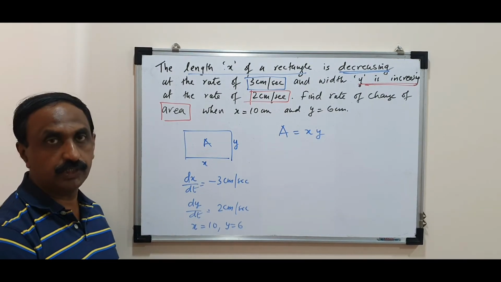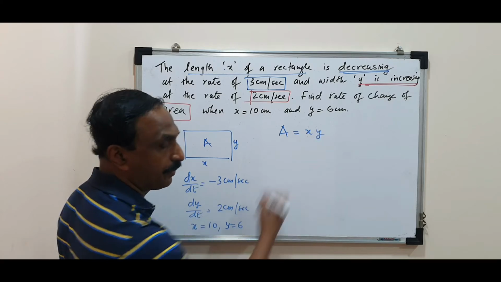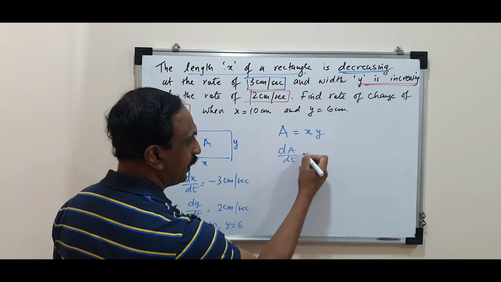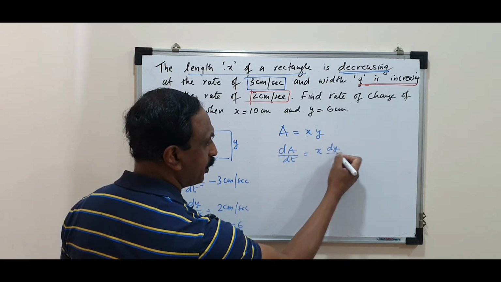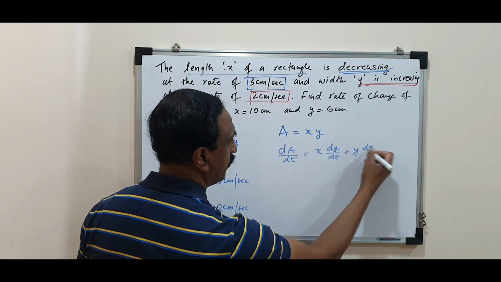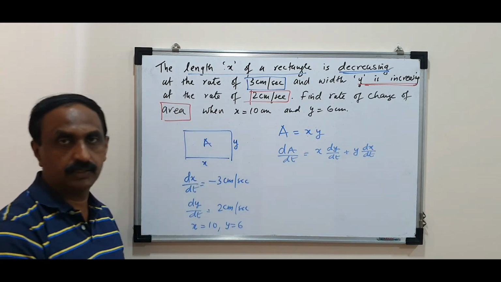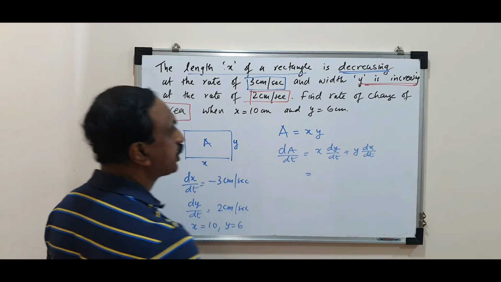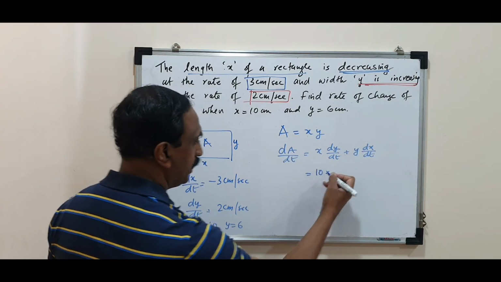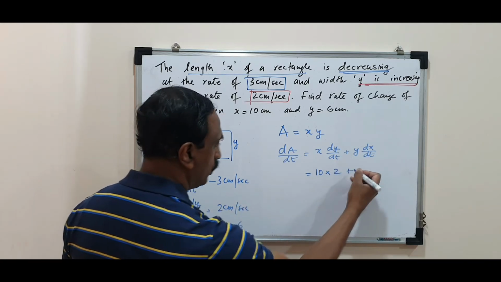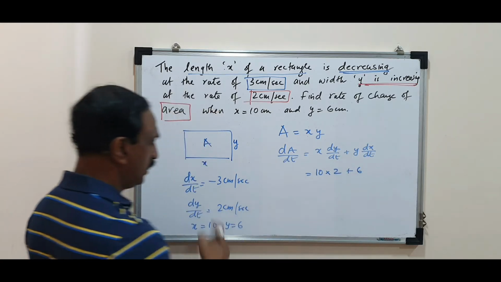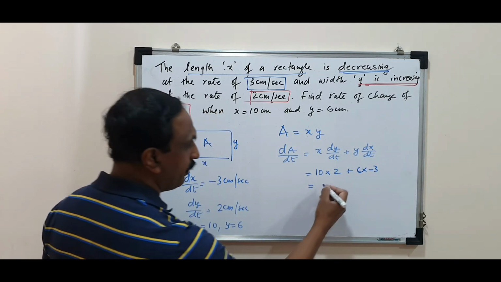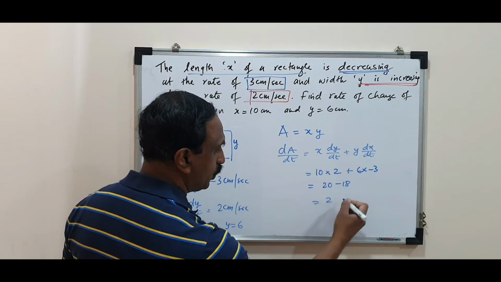So I am going to differentiate this with respect to t. Remember, x and y are both variables, so product rule needs to be applied. So dA by dt is x into derivative of y plus y into derivative of x. This is important over here: when you find that rate, both have to be differentiated. So x value is 10, dy by dt is 2, y value is 6, and dx by dt is minus 3. Which gives me 20 minus 18, that is 2.